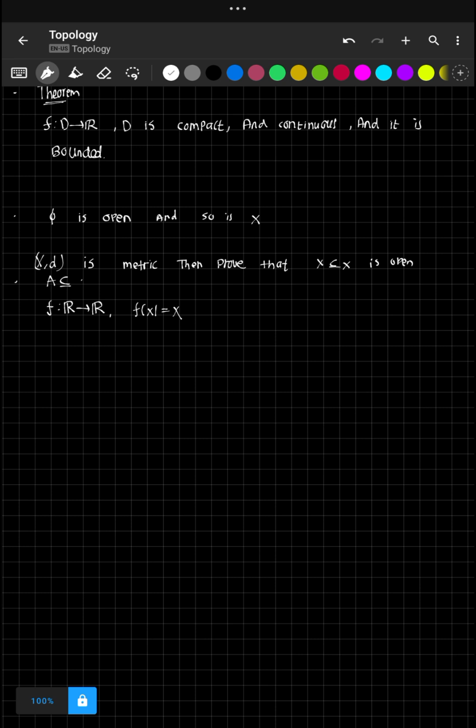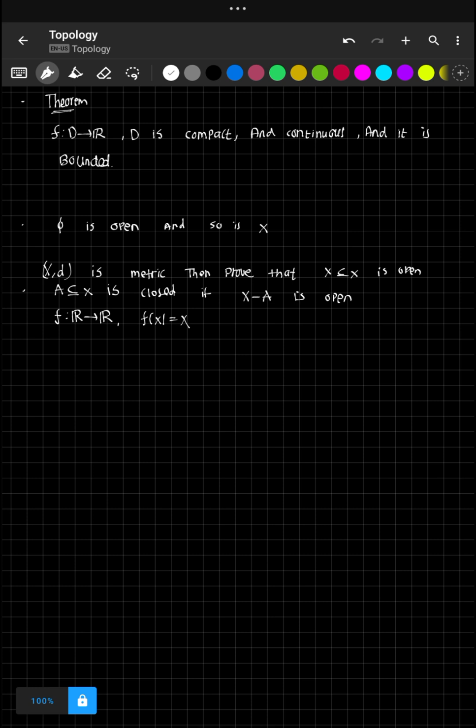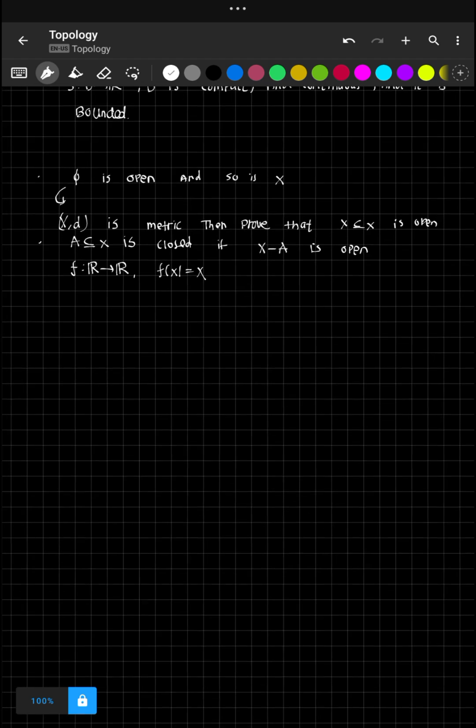I think I forgot to write: a set A of X is closed if X minus A is open. So I should include as an exercise that phi is open, and that would mean that X is closed too. So we have constructed a function that is defined on a closed domain, that is continuous but that is not bounded. So compactness cannot be the same as closedness.